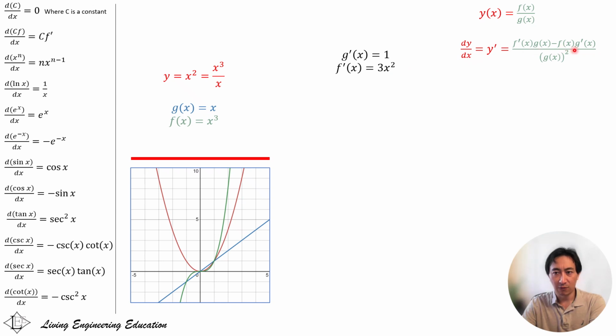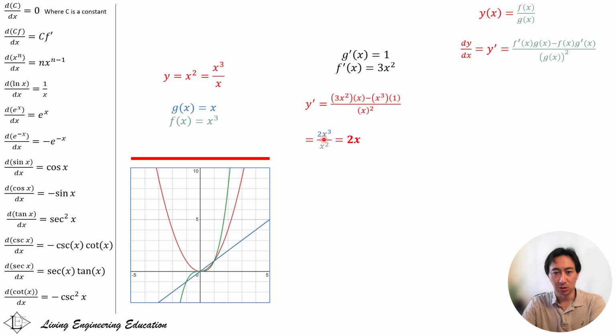Subtract f of x and g prime of x. f of x is x cubed, g prime of x is 1. And then we divide that by g squared, which is x squared. So we have 3x squared times x minus x cubed times 1, divided by g of x squared, which is just x squared. We can clean this up.